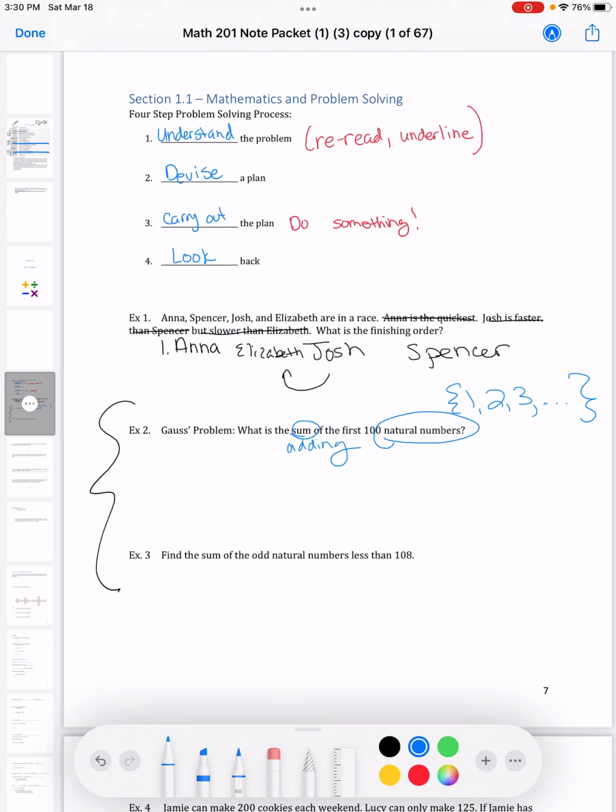So I'm going to add together these first 100 natural numbers. I do not actually want to add those together in my calculator. There's no way I would do that correctly without messing up. So I'm going to use this system that Gauss came up with. I'm going to call this S for the sum.